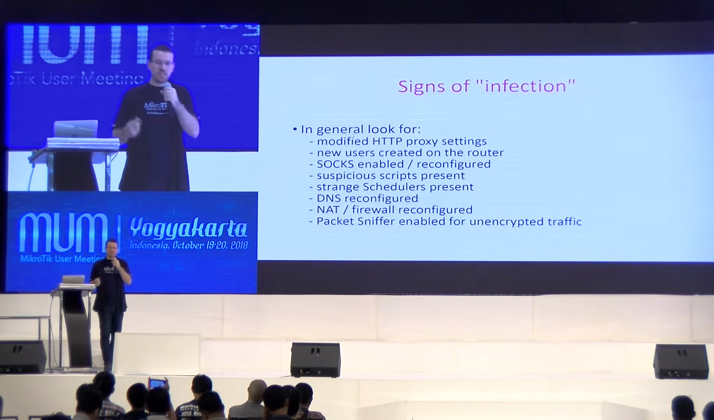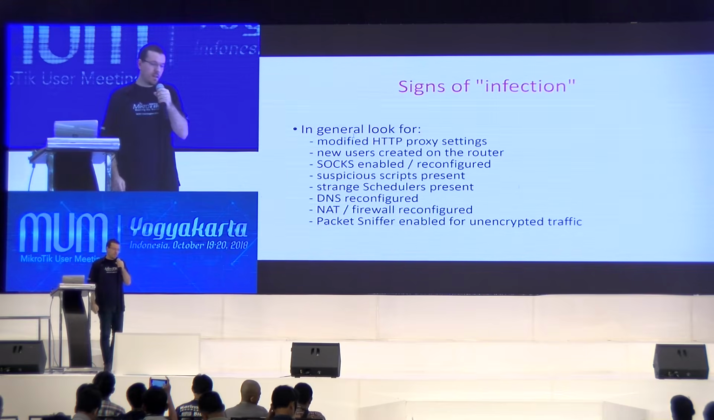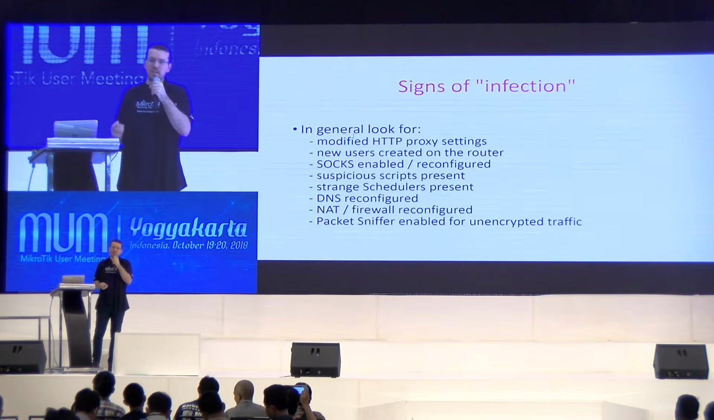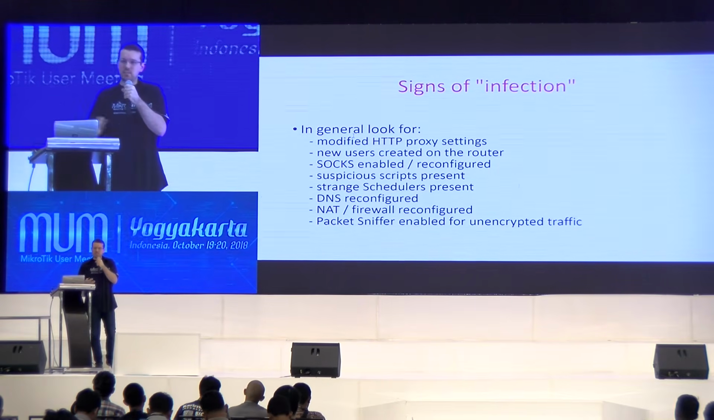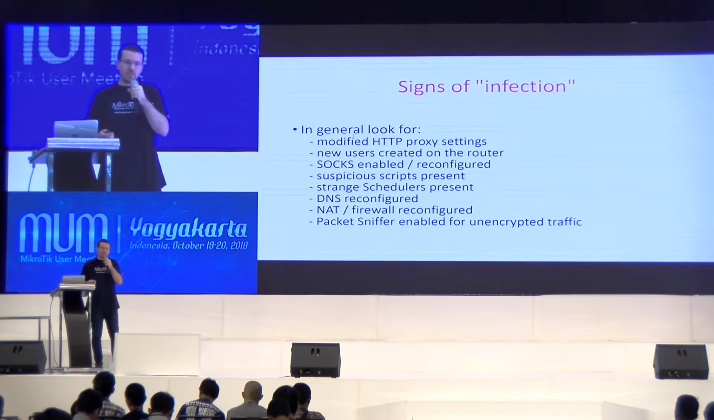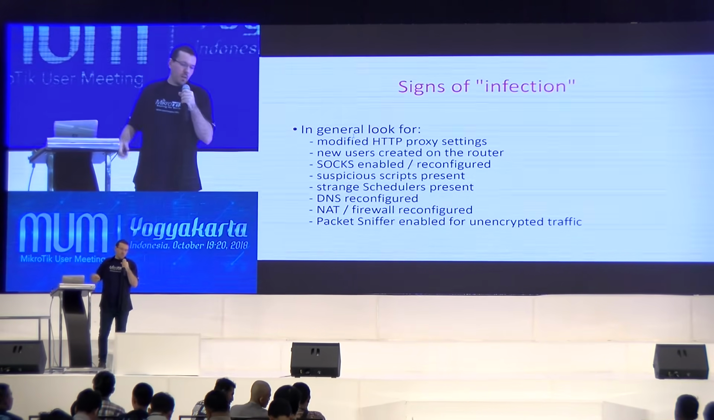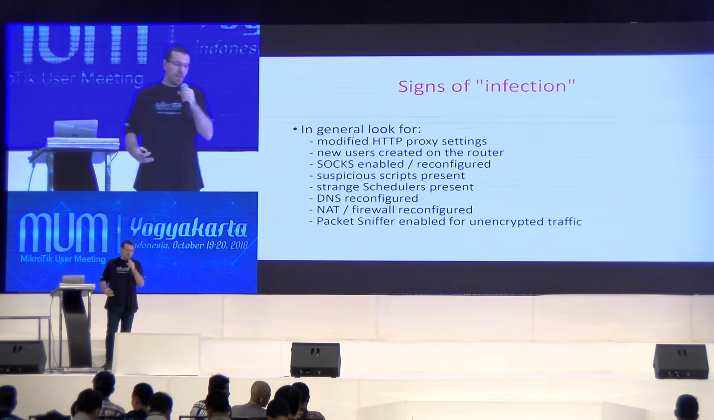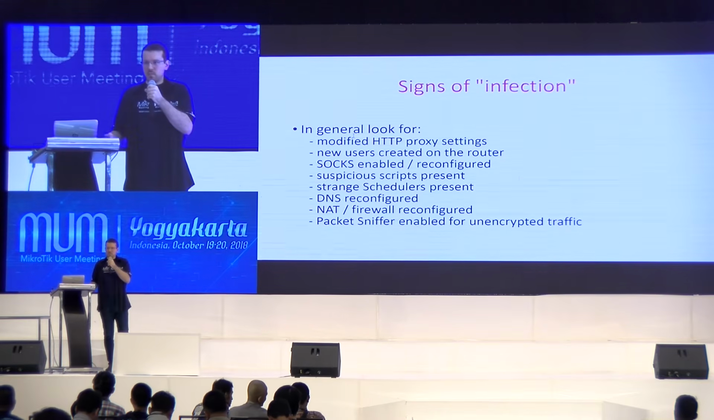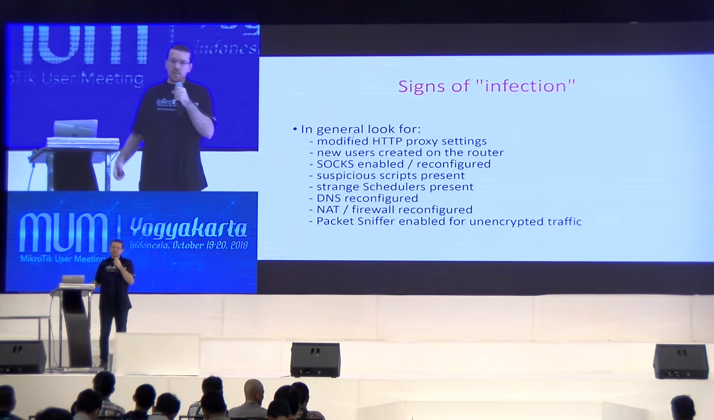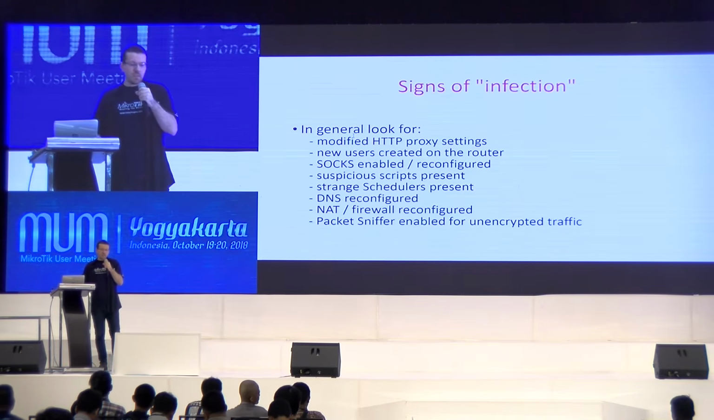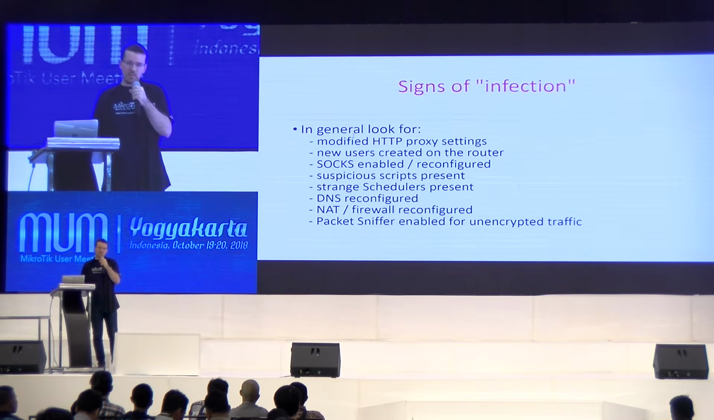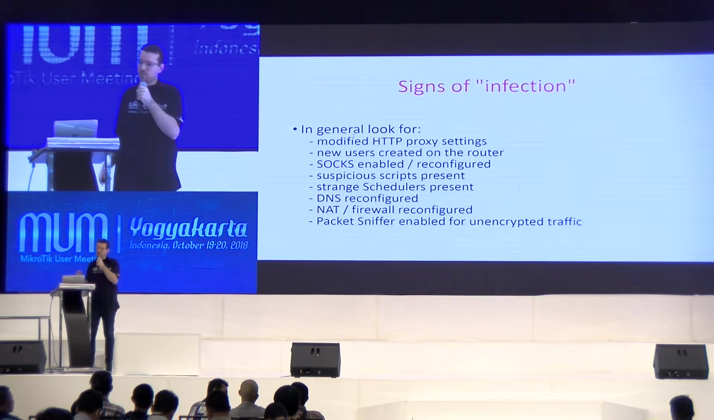So, signs of infection. How to know if your router has been infected? Look for modified HTTP proxy settings. Look for new users being created on the router which you didn't put there, like the service user utilized by the first variant of these exploits. Look for SOCKS, look for suspicious scripts on the router, or strange schedules that might be there. Look for changed DNS settings, look for NAT and firewall being reconfigured, and finally look for traffic sniffer enabled, which sniffs and captures unencrypted traffic.